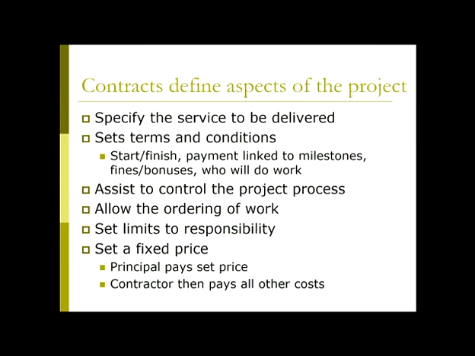Okay, so what do contracts do? They define aspects of the project. So they'll specify the service that's going to be delivered or the goods, and there'll be things in it like the quality of the service or the quality of the goods, which is where you would write this into your contract. So our triangle of the relationship between time, cost and quality is embedded into the contract so that both parties understand what they're getting, in what time frame and what the cost is going to be.